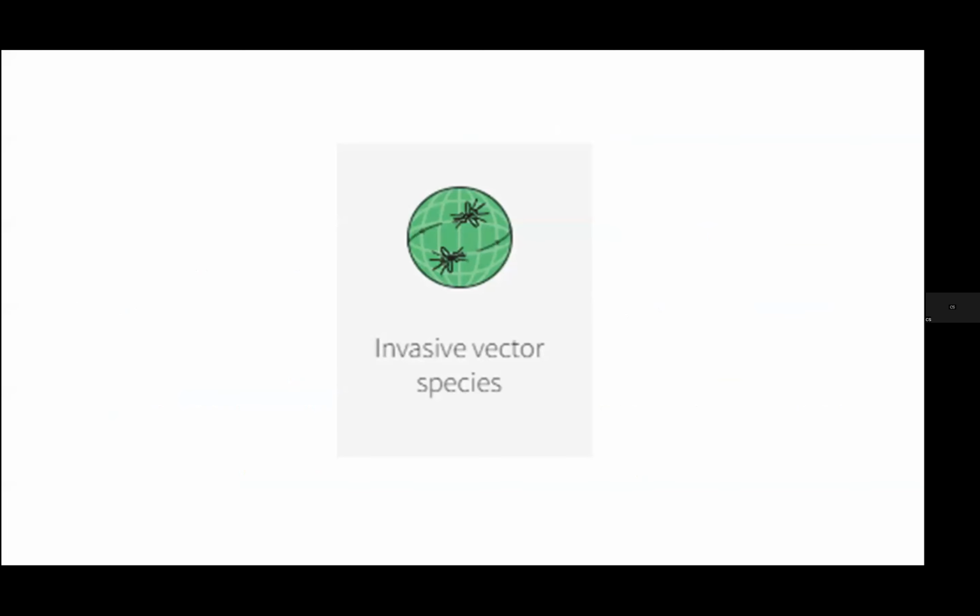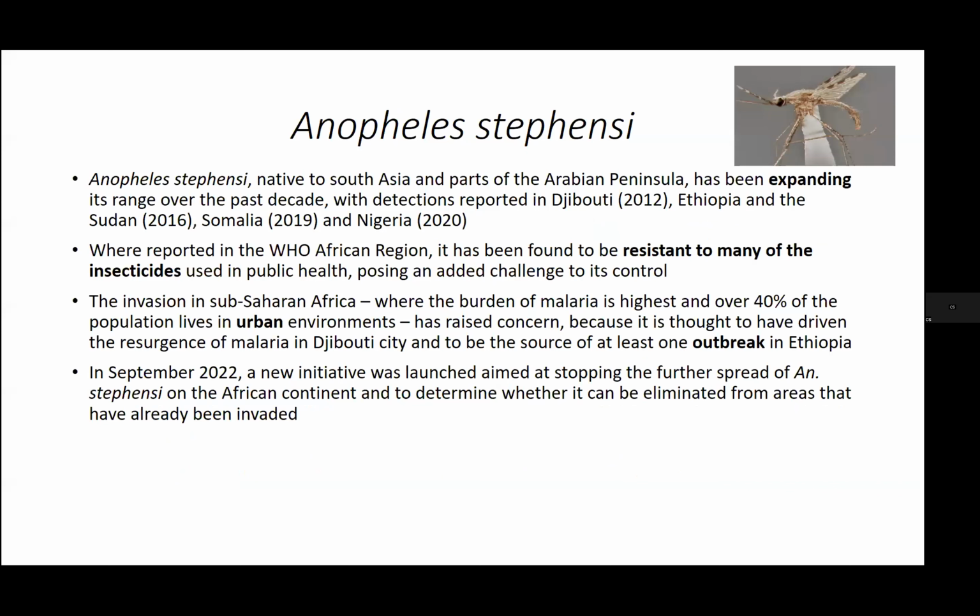So I'm coming through to invasive vector species. Invasion by vectors that are adapted to breeding in urban environments, such as the recent spread of Anopheles stephensi in the African region, may be putting urban populations at increased risk. This vector was native to South Asia, but it has been expanding its range over the past decade, with detections reported across these African countries, most recently in Nigeria in 2020.